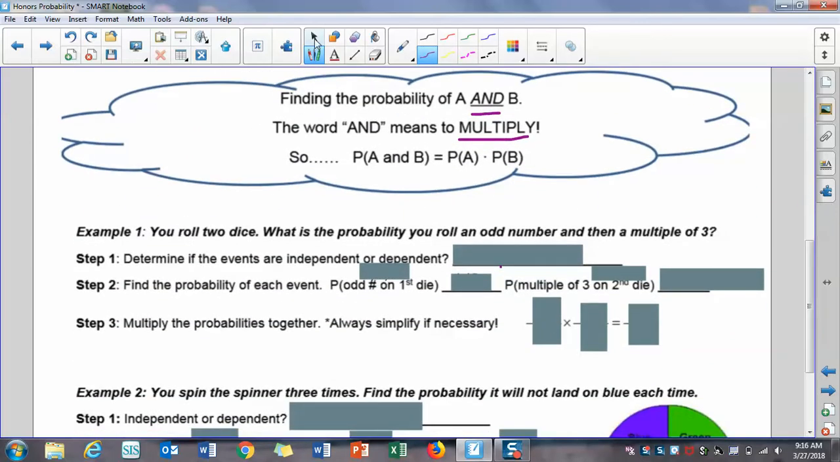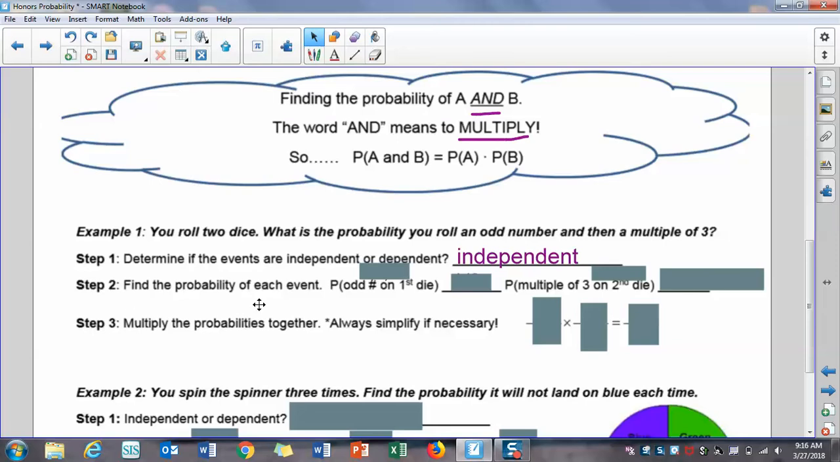So looking at example 1, you roll 2 dice. What is the probability you roll an odd number and then a multiple of 3? So here we have two situations, so that's why it's a compound. So determine if the events are independent or dependent. Well, if you roll once and then roll again, the first roll has no impact on the second, so that's going to be an independent event. So that is our first step, wanting to find what kind of event it is, independent or dependent.